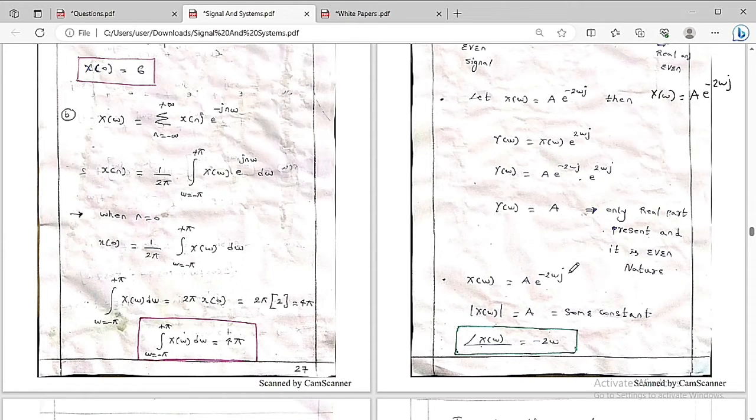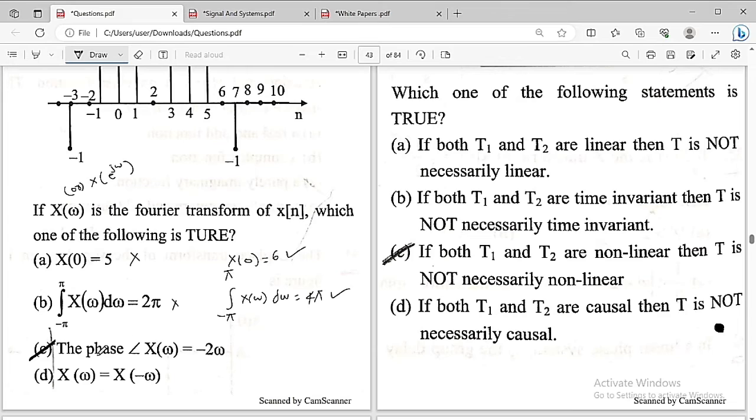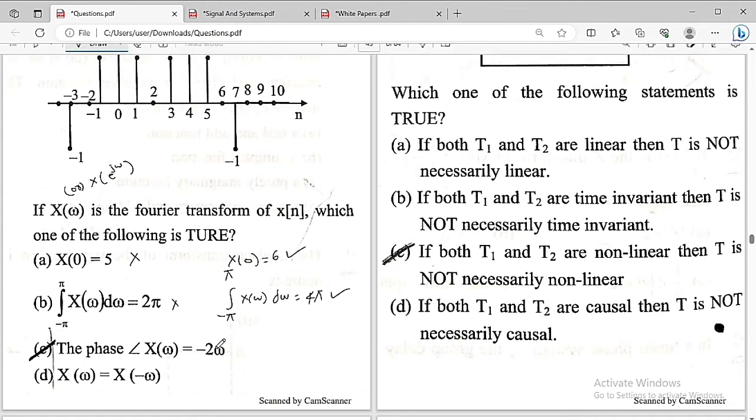So the magnitude of X of omega is equal to A, and the phase angle of X of omega is nothing but minus 2 omega. This is what we have proved, right? Same thing we have done: the phase angle of X of omega is minus 2 omega. So this is the correct one. Out of A, B, C, this is true.